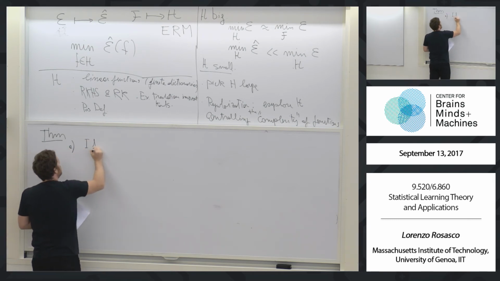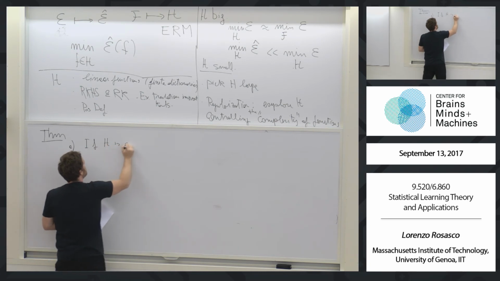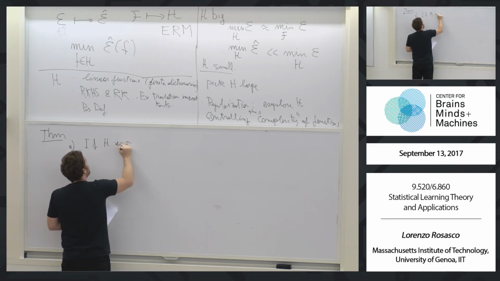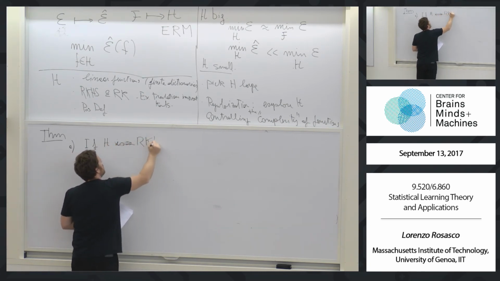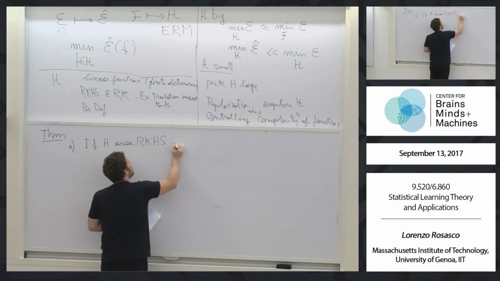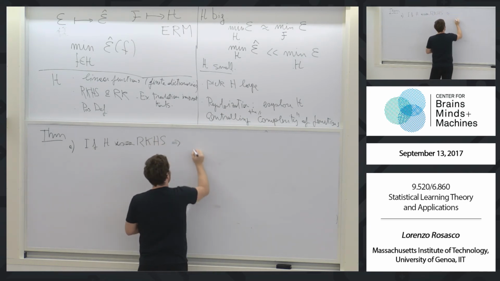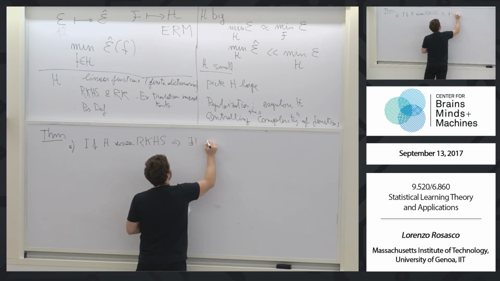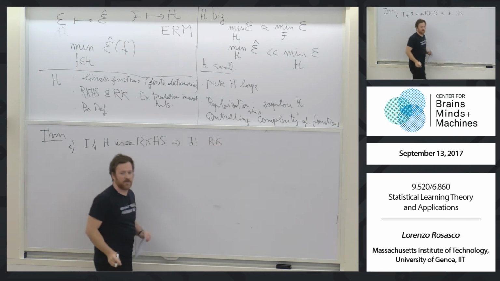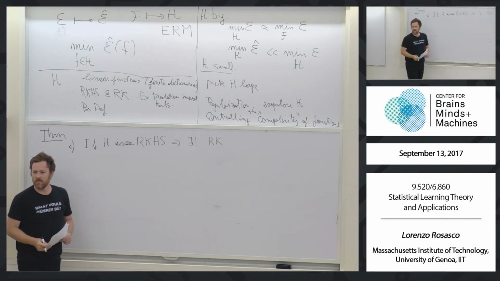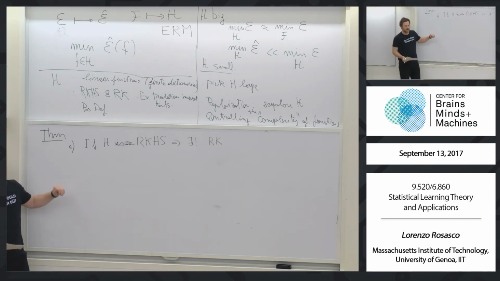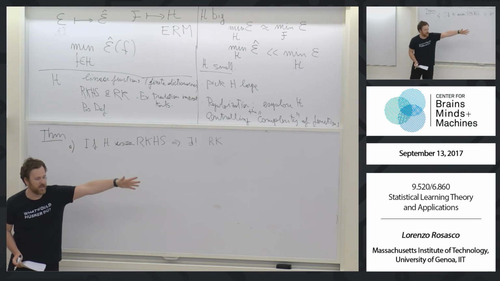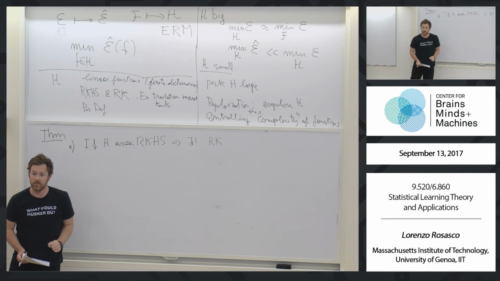If H is an RKHS, then there exists a unique reproducing kernel. Let me just shorten it, otherwise I have to write it 15 times. It's just what I told you. Basically, if I have a Hilbert space with continuous evaluation functionals, then in that space there is a special function like this, and there is only one.